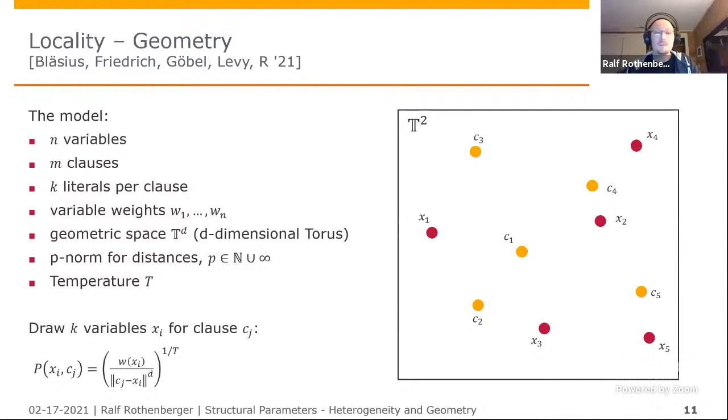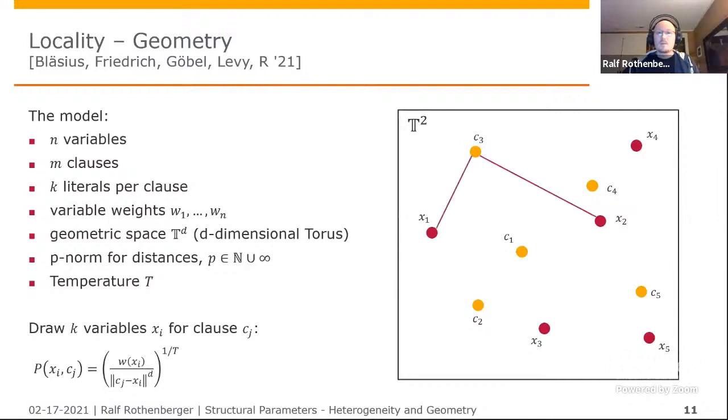And the probability to connect a clause to a variable or to draw a variable is proportional to the expression I give you down there. So as you see, it depends on the weight of the variable and the distance between variable and clause. And it also depends on the temperature. If the temperature is very low, the clause draws the k variables that are closest regarding the weighted distance. So the weight still plays a role there. And if the temperature is very high, it essentially only draws random variables, so you get something like the uniform model. So this is the model we consider.